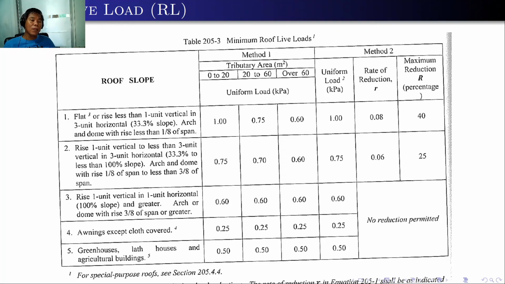So if you have a slope which is flat or rises less than 1 unit vertical in 3 units horizontal, that's around 33.3% slope, and if you have a tributary area around 40 meters square, your uniform load is 0.75. You can see the uniform load also in method 2, 1.0, with the rate of reduction r and the maximum reduction R. As you can see, the minimum roof live load is around 0.25 here at the awnings except cloth covered, up to a maximum of 1.0.